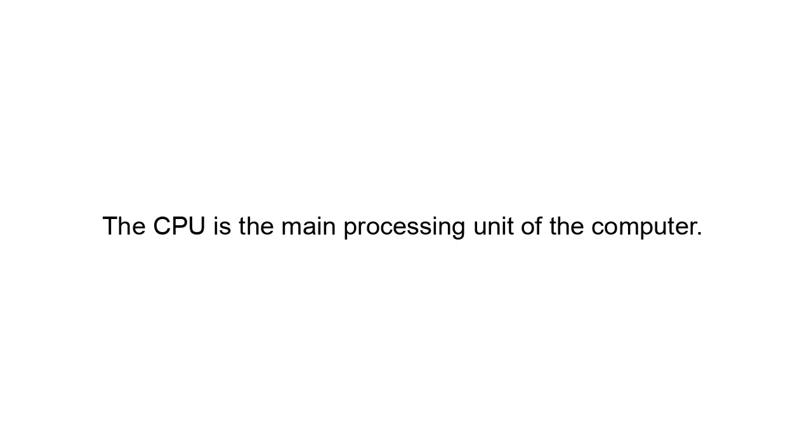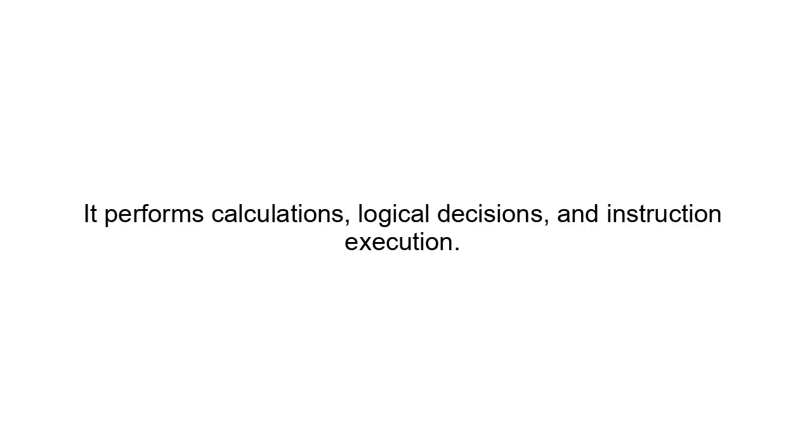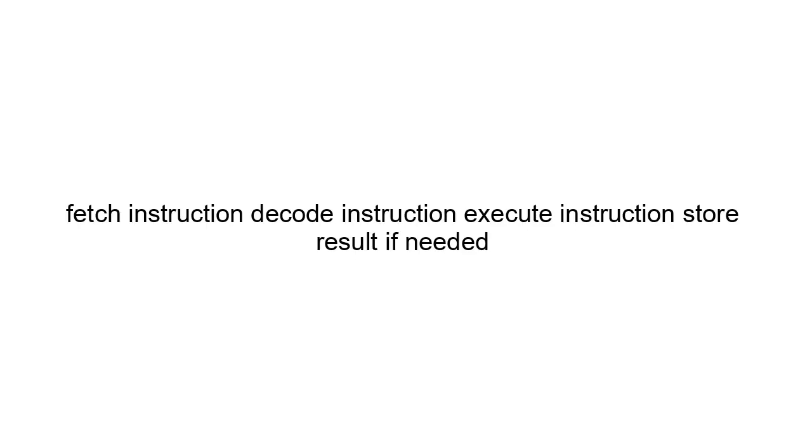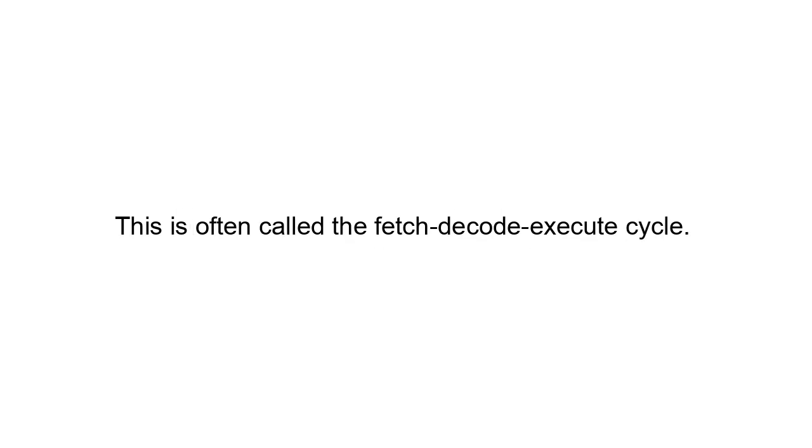Role of the CPU in system operation. The CPU is the main processing unit of the computer. It performs calculations, logical decisions, and instruction execution. Example concept: instruction received means processed by CPU, means result sent forward. The CPU follows a simple cycle. Fetch instruction, decode instruction, execute instruction, store result if needed. This is often called the fetch-decode-execute cycle.